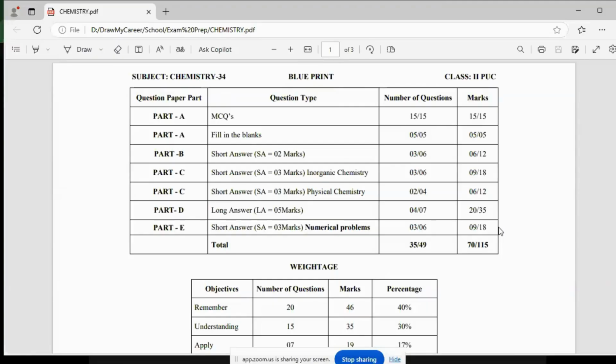You are writing 4, that they have not, but they have not given 7 questions. So there is only 6 questions. So don't go to the model question paper for your reference of the blueprint. Check any old or previous question paper.